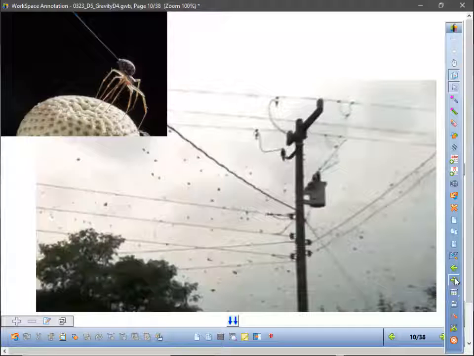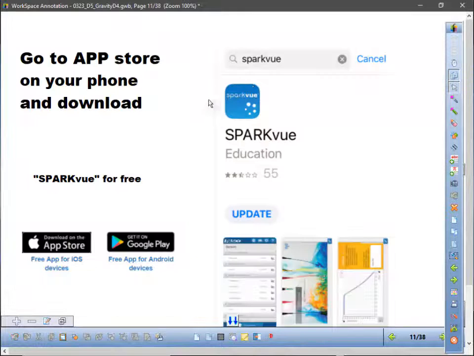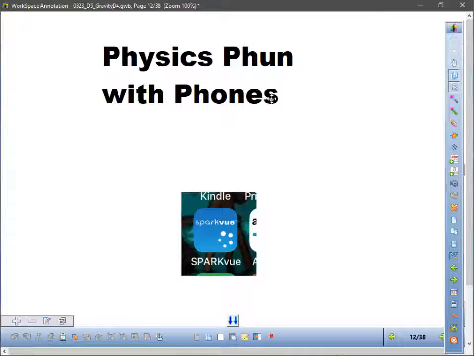Now, what I'd like you guys to do is get out your smartphone, go to your app store and download SparkVue. It's a free app. Notice how you spell it: Spark, V-U-E. The symbol looks like a blue square with some white dots on it. We're going to have some fun with our phones using the SparkVue app.